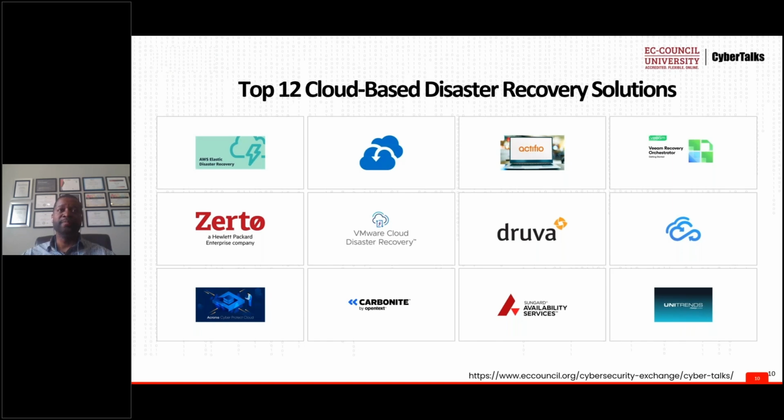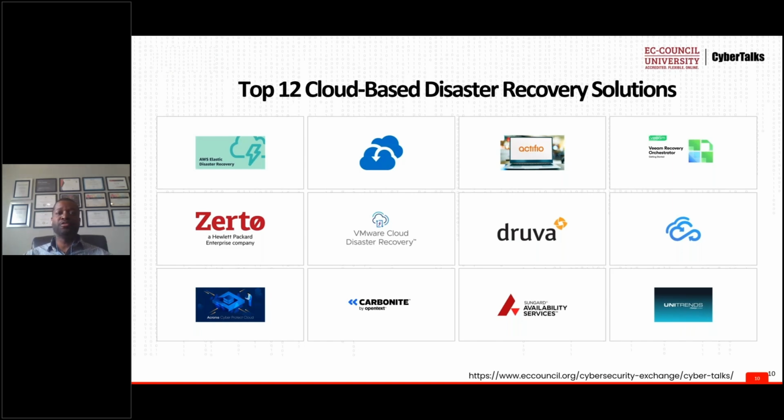Then we have Druva. Druva offers a software-as-a-service based platform for backup and DR with no hardware required, making it a flexible, low-maintenance option for mid-sized enterprises. We also have CloudEndure. This is by AWS. This is an agent-based DR tool that focuses on real-time replication and fast recovery across both cloud and hybrid environments, especially for lift and shift migrations.